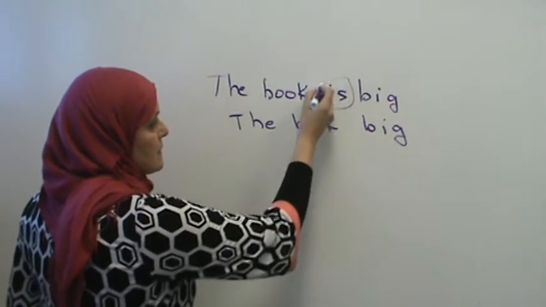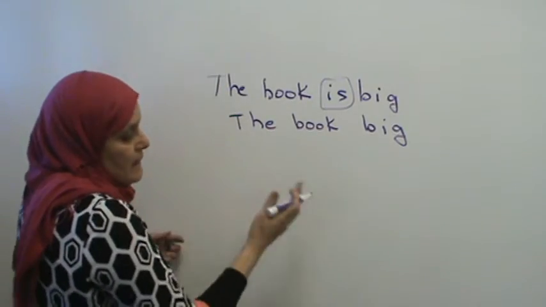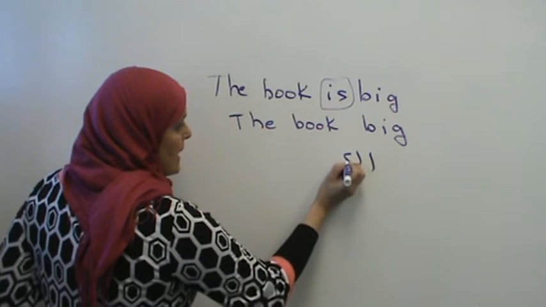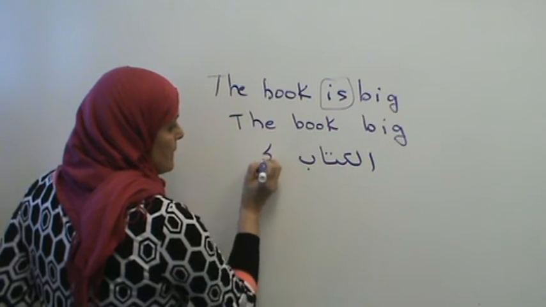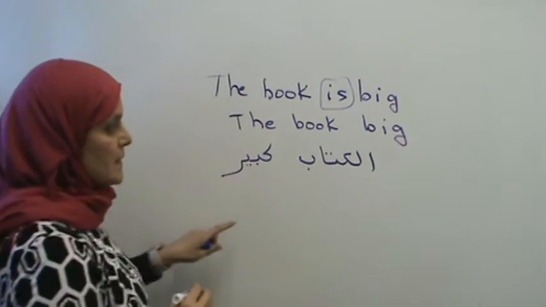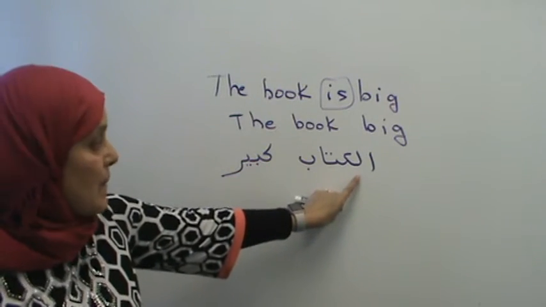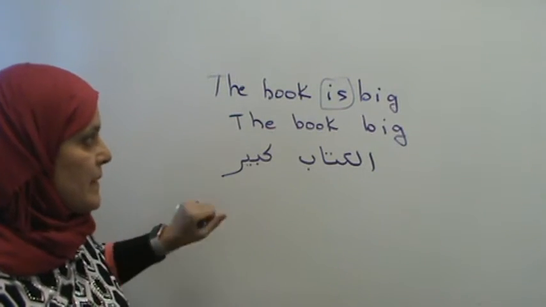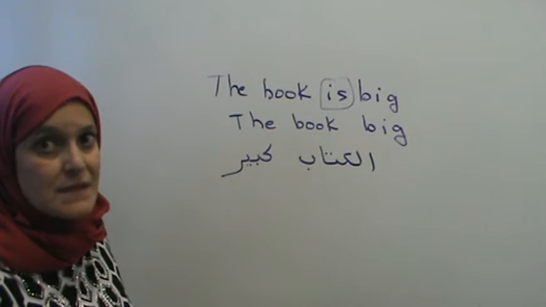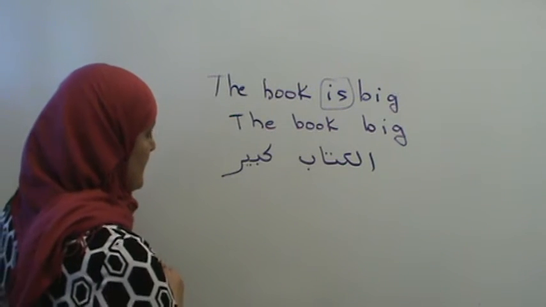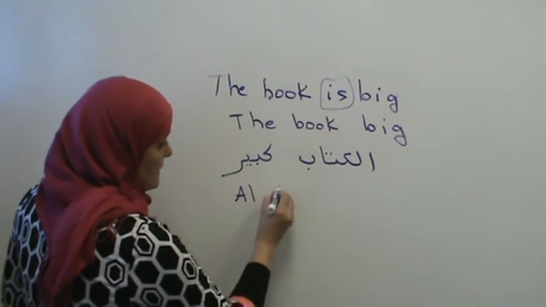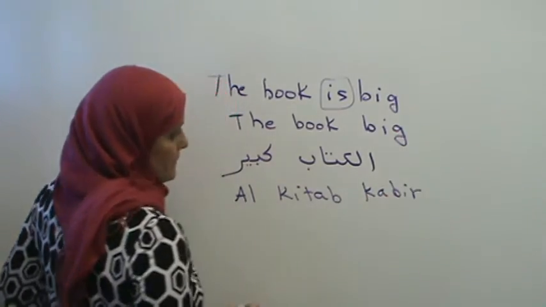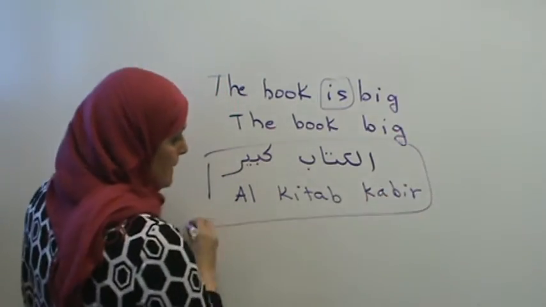So the is is here, but you don't see it, there is no way to see it. So what we do: al-kitab kabir. So al-kitab, the kitab has an L, but kabir does not have L. So al-kitab kabir means the book is big. Okay, I can use it, al-kitab kabir. Just to transliterate this, okay?